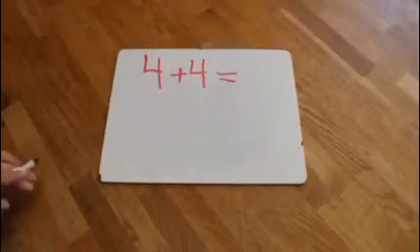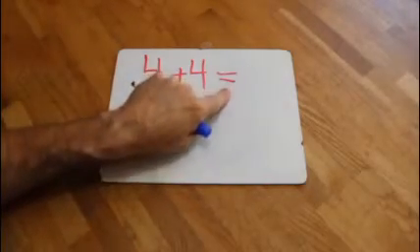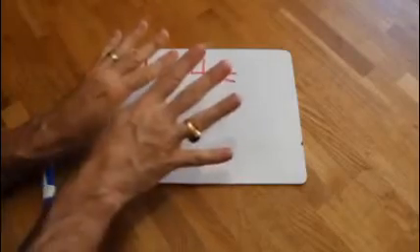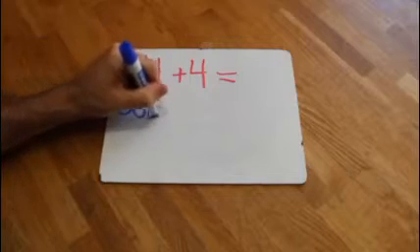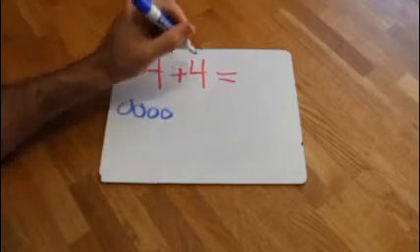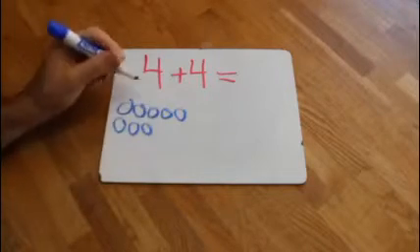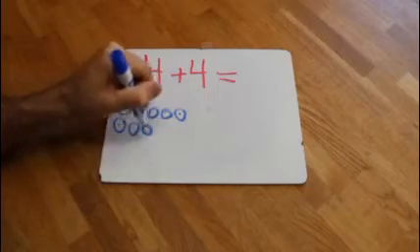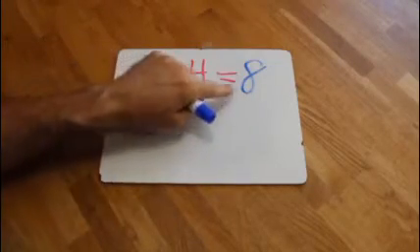We can still do math this way too. Here we go. 4 plus 4 equals. Do your mental math. Use your fingers. Or draw a picture. Start with our 4. 1, 2, 3, 4. Plus means more. How many more? 4 more. 1, 2, 3, 4. Equals how many all together? 1, 2, 3, 4, 5, 6, 7, 8. 4 plus 4 equals 8.